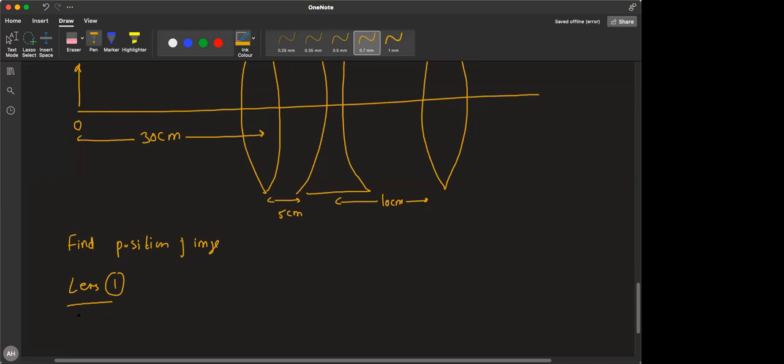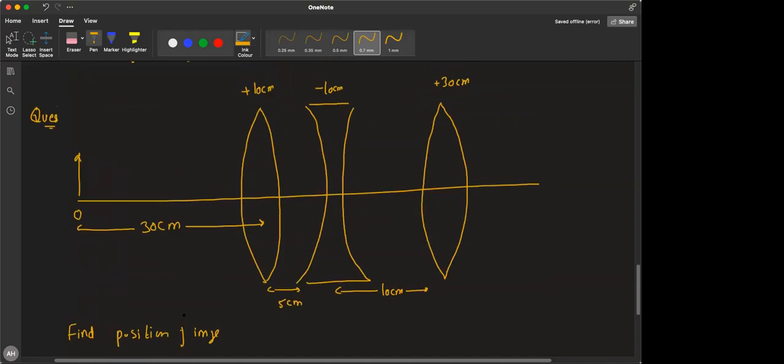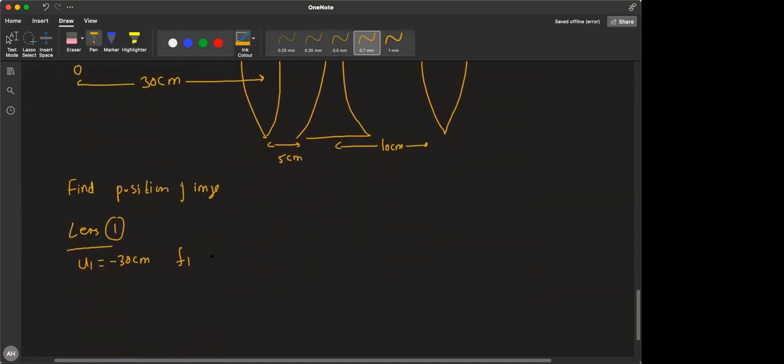So for lens one, how much is the object distance? That's minus 30 centimeter. For lens one, what is the focal length? Focal length is plus 10 centimeter. Apply the lens formula and get the value of image distance for the first lens. Do it and write your answer in chat. Do it fast. Just put these values in the lens formula, 1 by V minus 1 by U is 1 by F, and get the value of V1. How much is V?